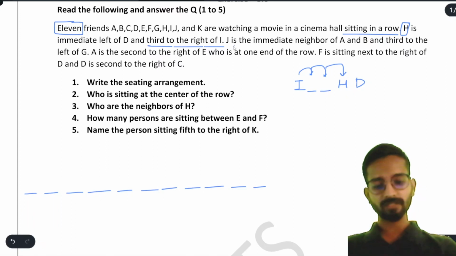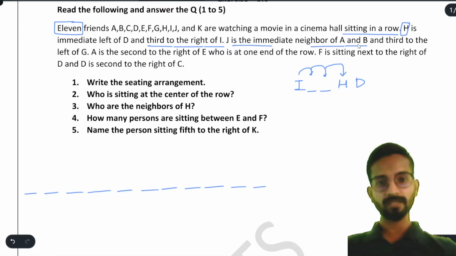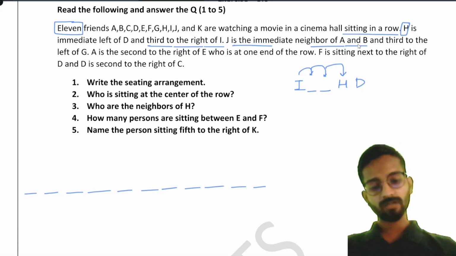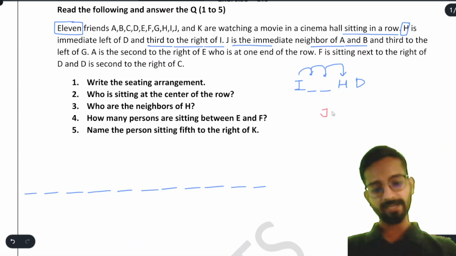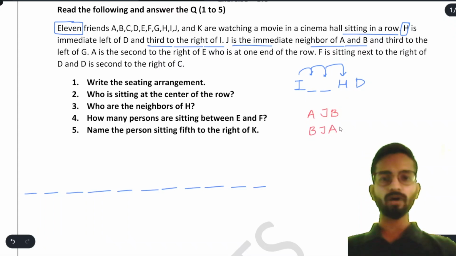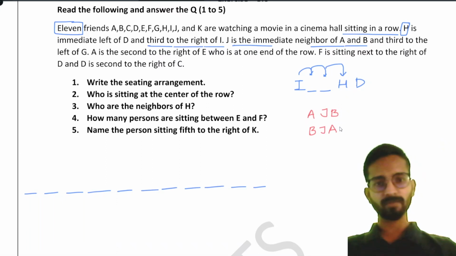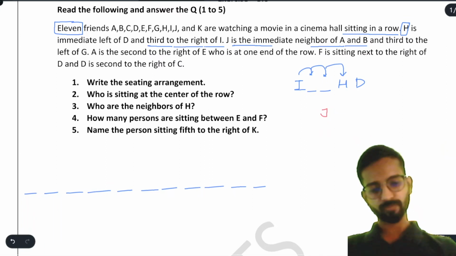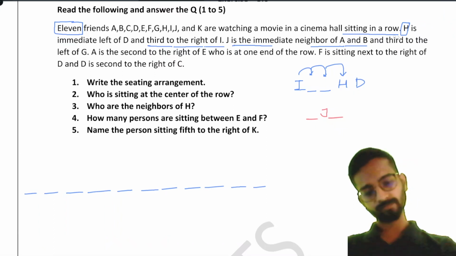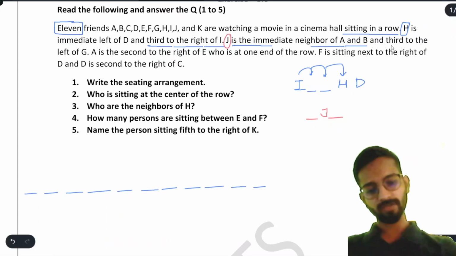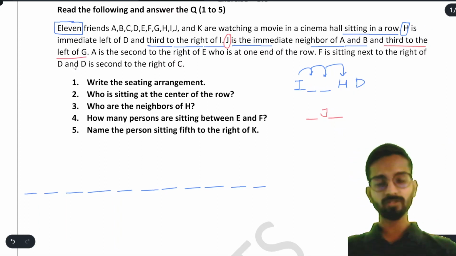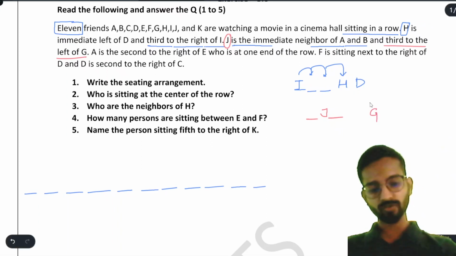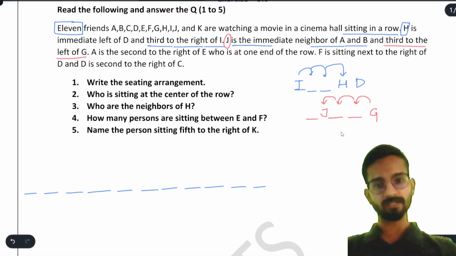Now, J is the immediate neighbor of A and B both. How can J be the immediate neighbor of A and B both? It means J will be in between A and B. So, there can be B, J and A, or A, J and B. We do not know how the sitting arrangement is, just that the immediate neighbors are A and B. So, we will just put a blank here. Then, J is third to the left of G. Third to the left of G means wherever G is, third to the left, 1, 2, 3. So, it means there are two blank places.